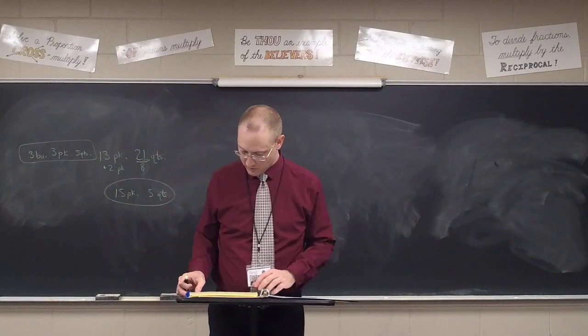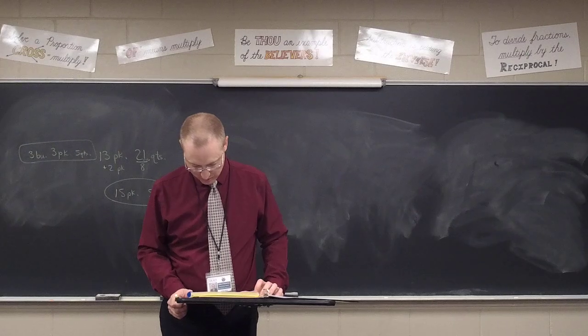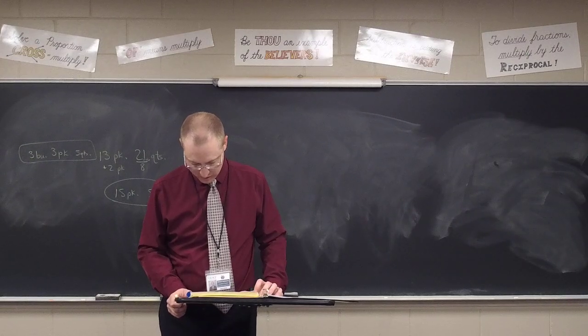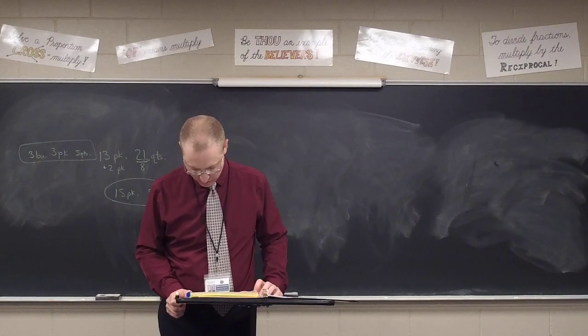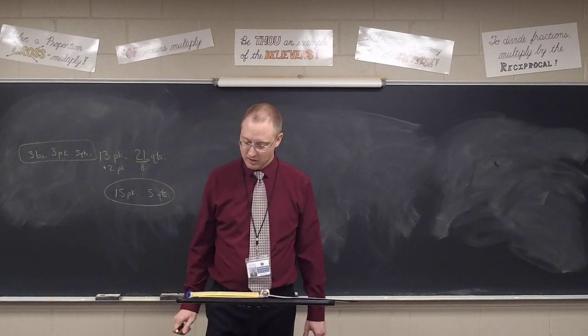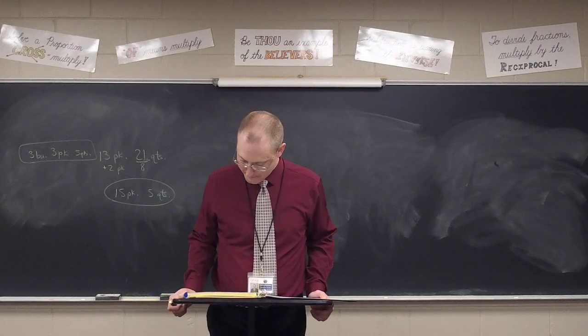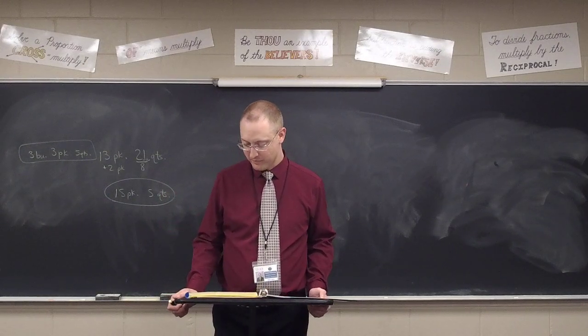Coach Lewis measured the height of 6 basketball players: 6 feet 4 inches, 5 feet 10 inches, 6 feet 1 inch, 6 feet 5 inches, 5 feet 8 inches, and 6 feet 3 inches. What was the total height of all 6 basketball players?